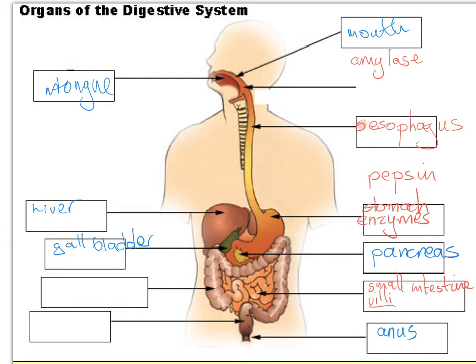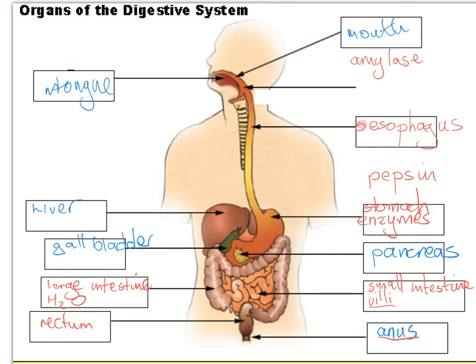Then from the small intestine we go to the large intestine, and the large intestine is involved in absorption of water. So water is absorbed back into the bloodstream via the large intestine, and then waste ends up being passed to the rectum, and then from the rectum to the anus, and then from the anus out into the environment, hopefully down a toilet somewhere. Now, I talked a moment ago about associated organs.